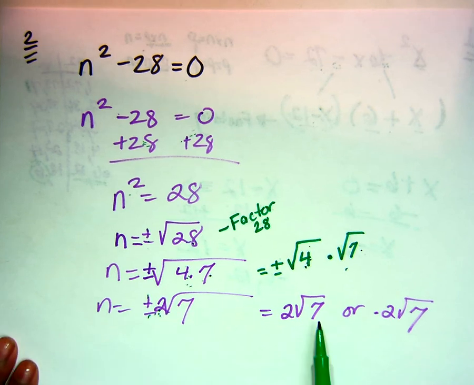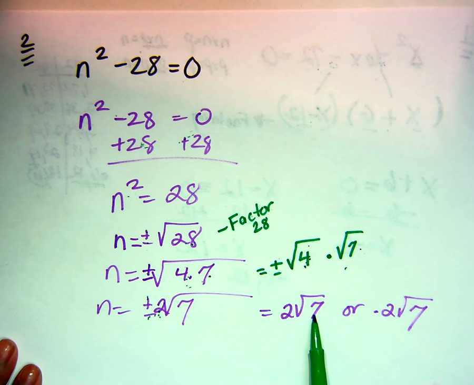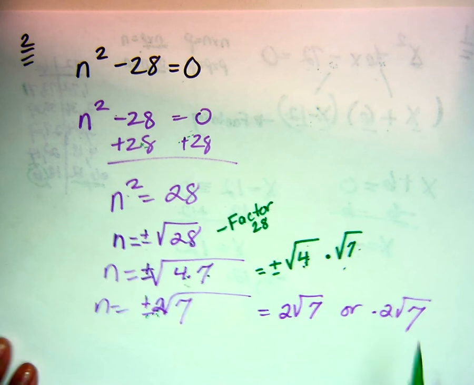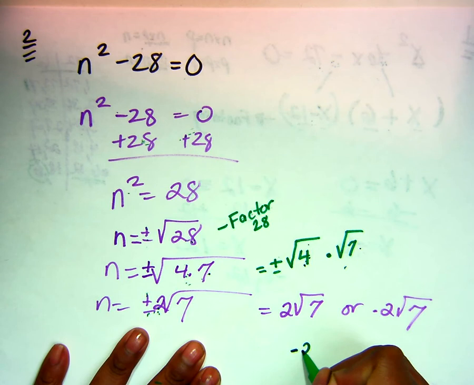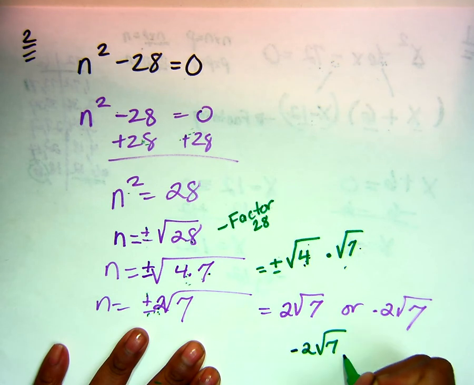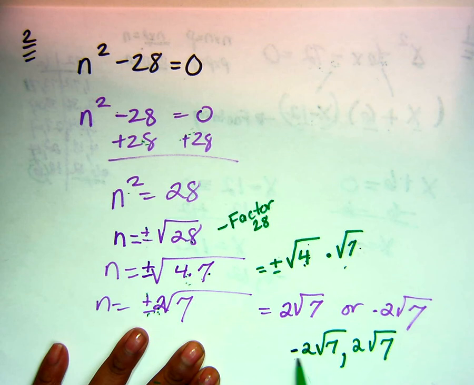So your final answer is going to be both positive 2 square root of 7 and negative 2 square root of 7. So when you rewrite it or type it in a computer, write it as an ordered pair, so your negative will come first.